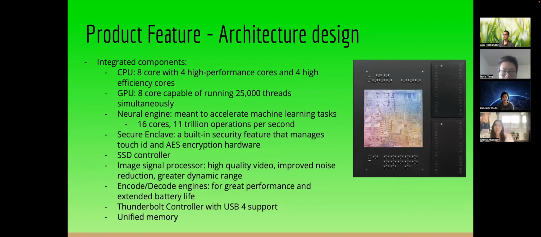The M1 also includes the SSD controller that enables users to preview large files much faster. There's also the image signal processor that outputs high quality video, improves noise reduction, and offers greater dynamic range. There's also an efficient low power encode and decode engine for better performance and extended battery life. There is a Thunderbolt controller with USB 4 support. And lastly, there is unified memory, which allows memory to be accessed faster since it's embedded into the system on the chip. Next slide.